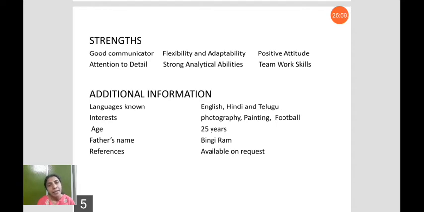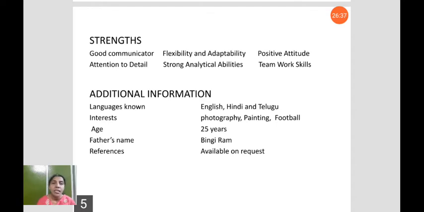Other than these, there are many strengths. If you search, you can get a number of strengths, like problem solving ability, decision making ability, creativity, organizational skills, time management skills, okay. In this way, you can list a number of strengths.